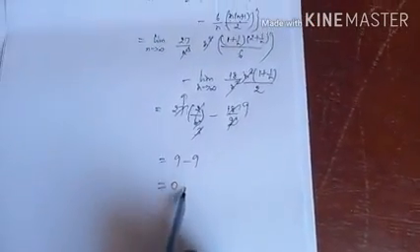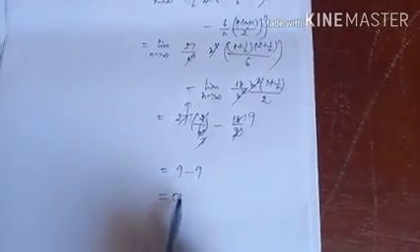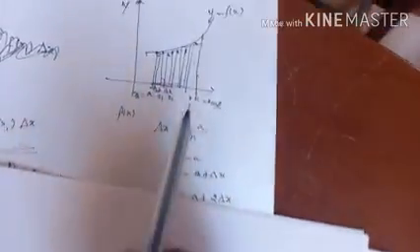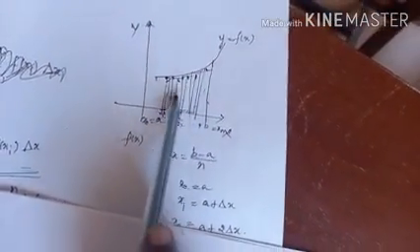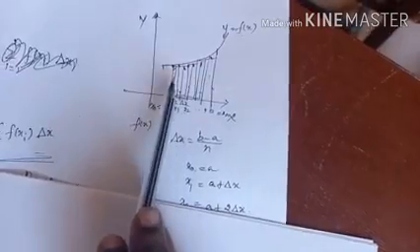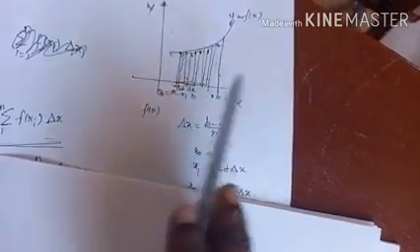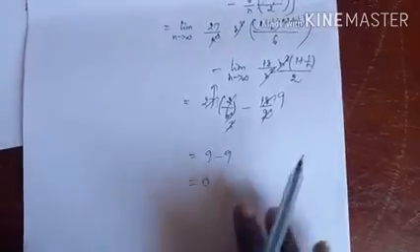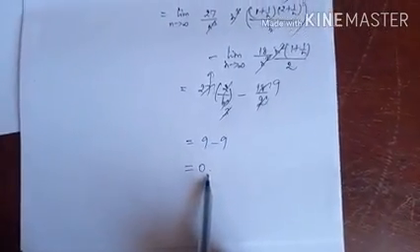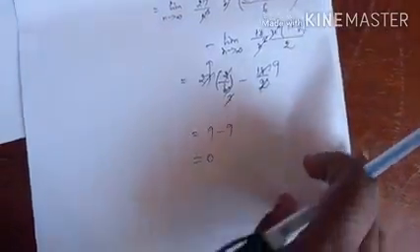So what does it show if the answer is 0? If the answer is 0, the algebraic sum of this area is 0. That's all. The algebraic sum of the area is 0. Okay. That completes this problem. We shall do another problem of Riemann sum.